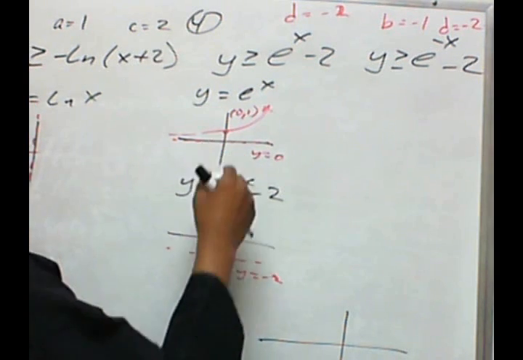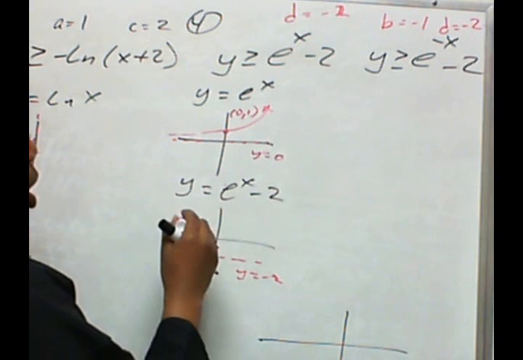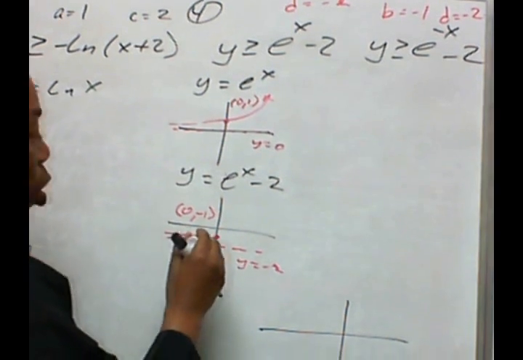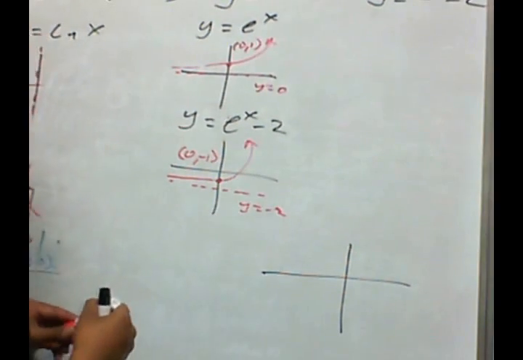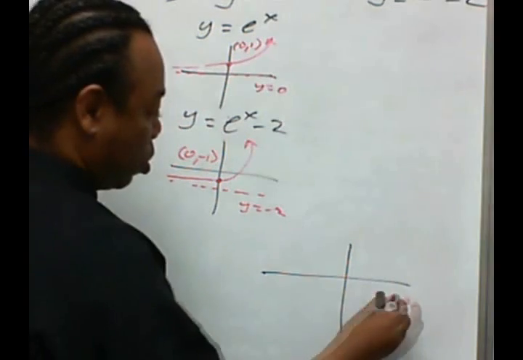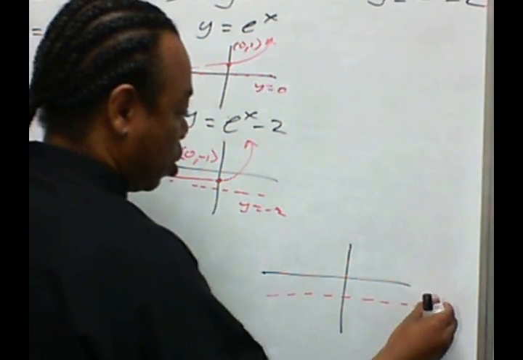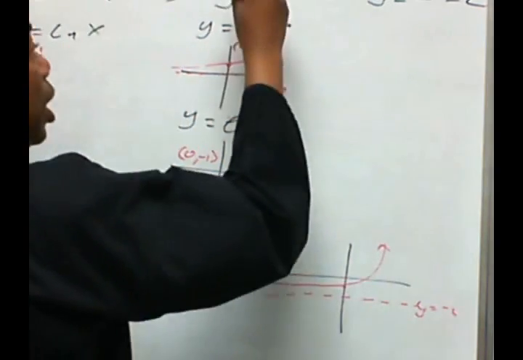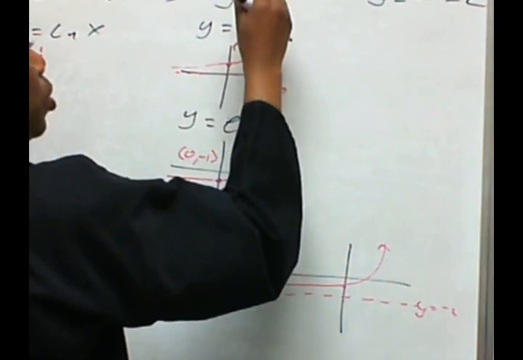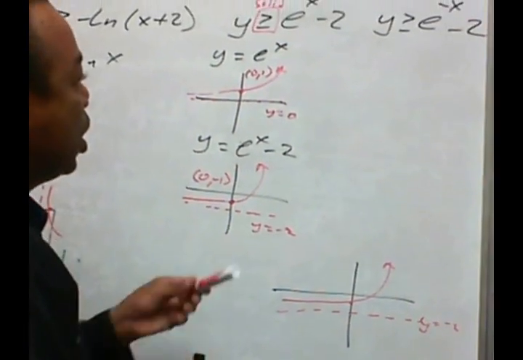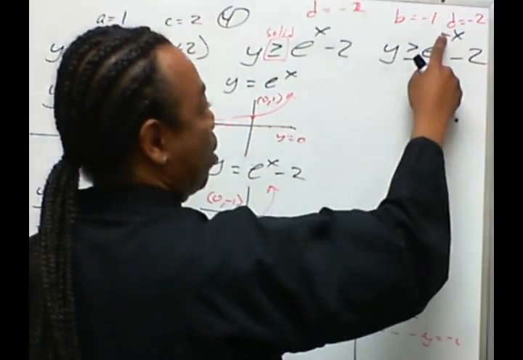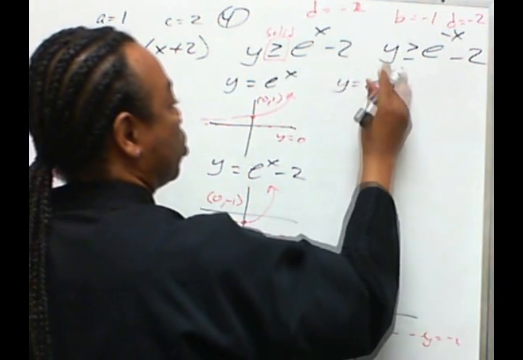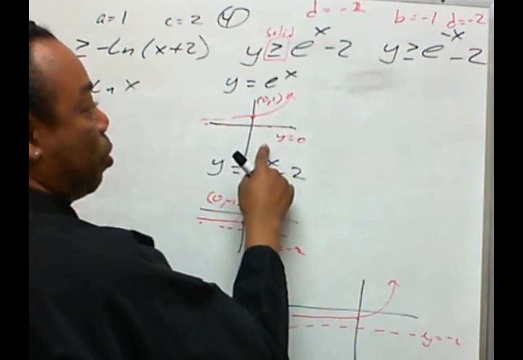What happens to the y-intercept? It goes down to (0, negative 1). The behavior of the graph is still slow to rapid growth. And again, this is going to be solid because there's an equal sign there. Next, I'm going to take off both parameters, the B parameter and the D parameter, and we'll have y equals e to the x. Well, we'll just use this y equals e to the x here.